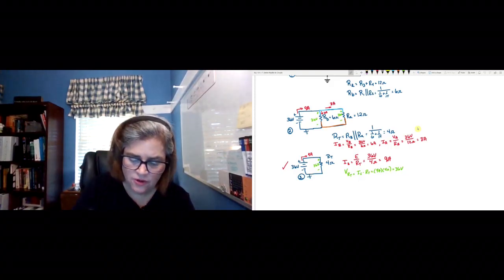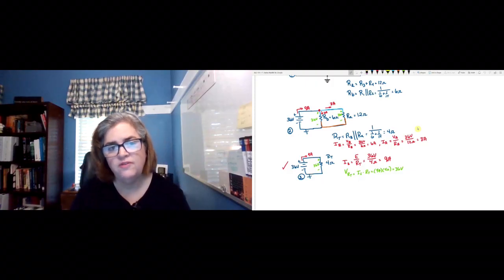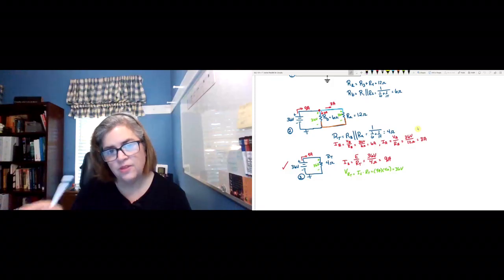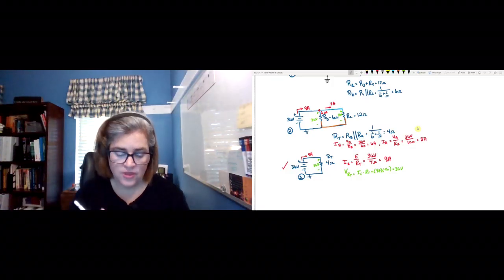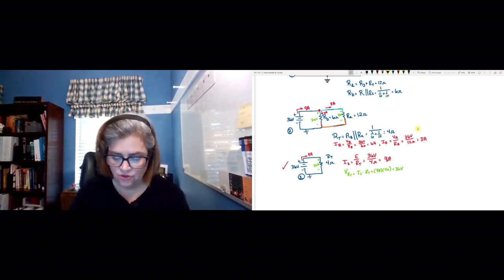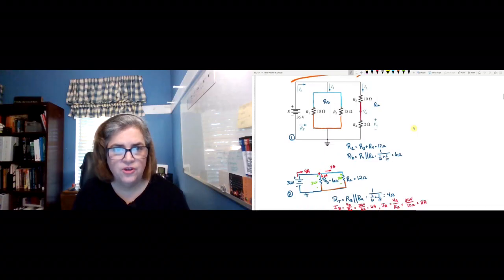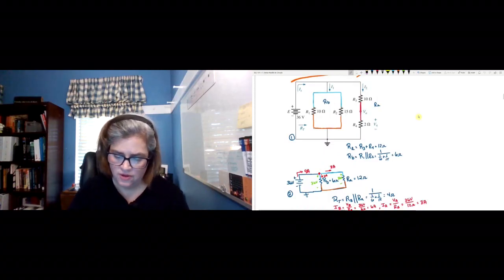Now notice Kirchhoff's current law says that the current coming into the node has to equal the current leaving the node. So we have 9 amps coming in, 6 amps going through RB, and 3 going through RA. So that adds up, and we're ready to move back to our original circuit. I'm going to move that up, and we're going to transfer everything we learned up to here.